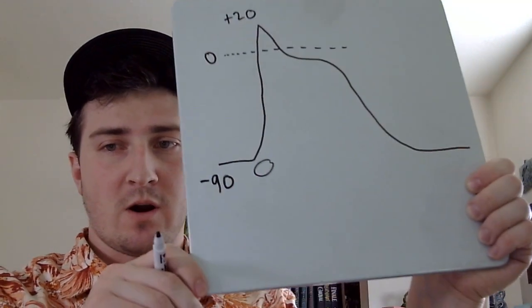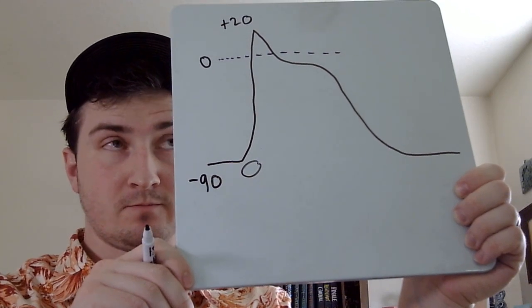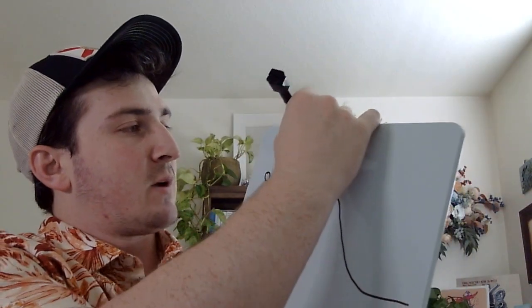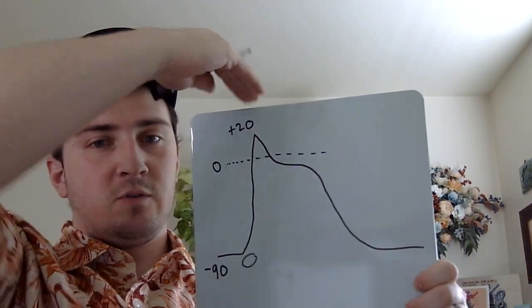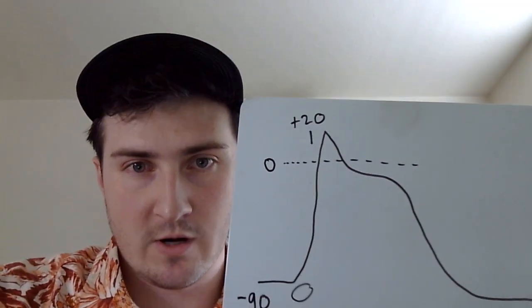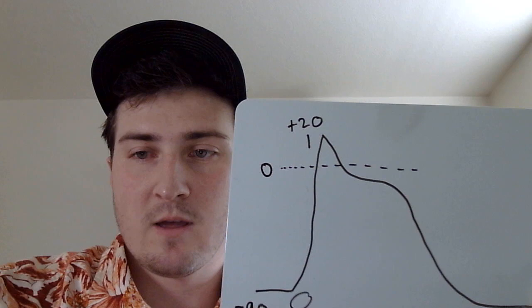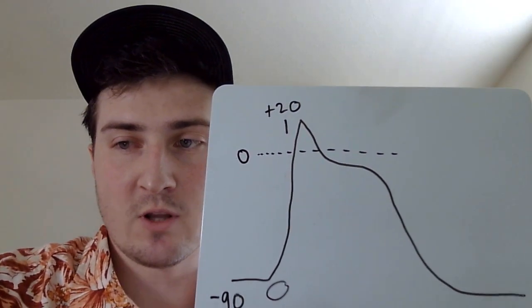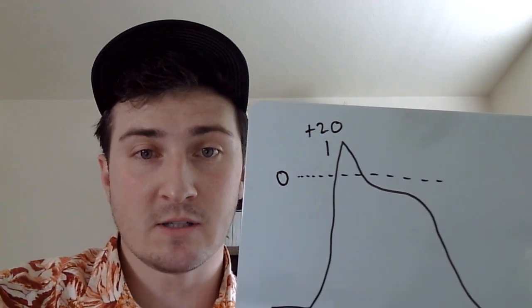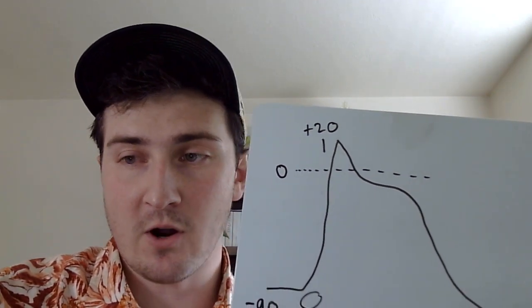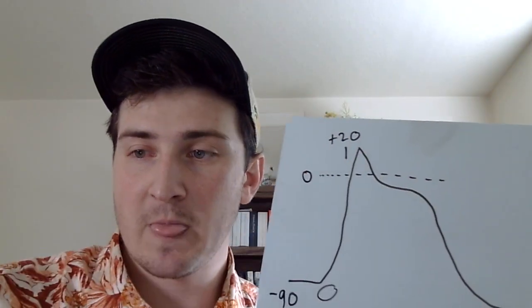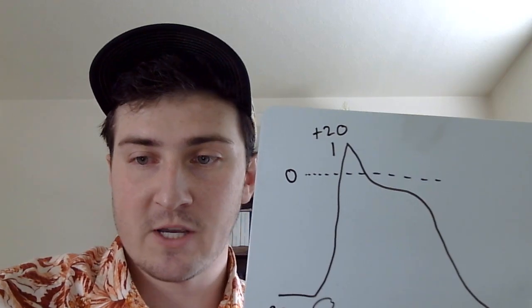All right. So our depolarization goes up to +20 millivolts, and we're going to call the next phase number 1. Number 1 is going to be our initial repolarization, and this is where the sodium channels will close, and then the potassium channels will open briefly and allow the potassium ions to leave each cell of the heart. And this will cause a dip in the membrane potential, which we can see here. And this is going to start repolarization.